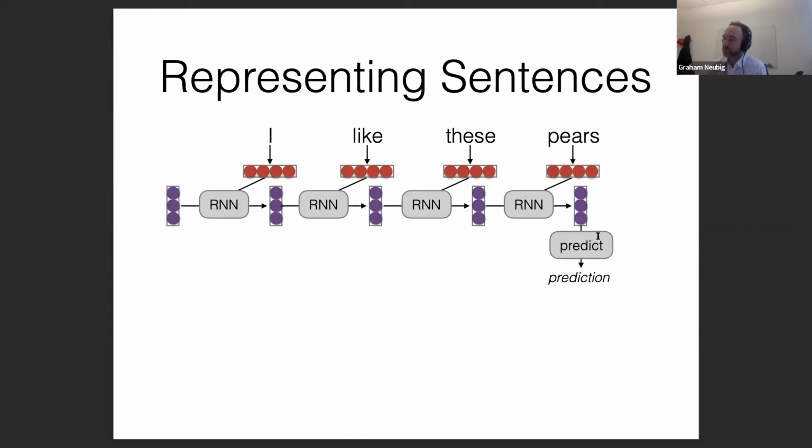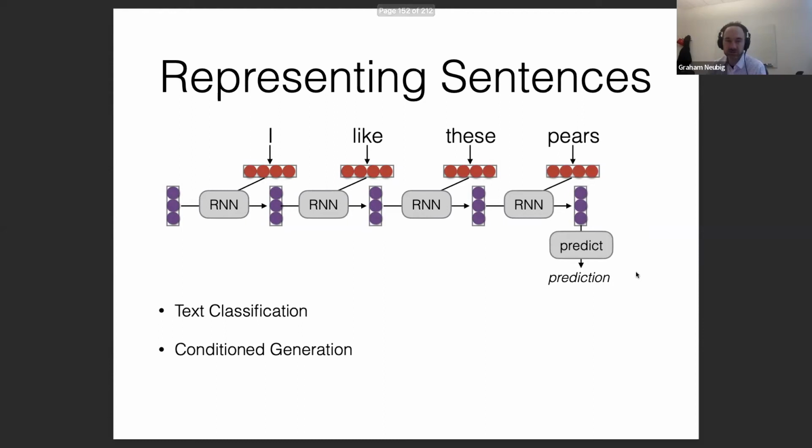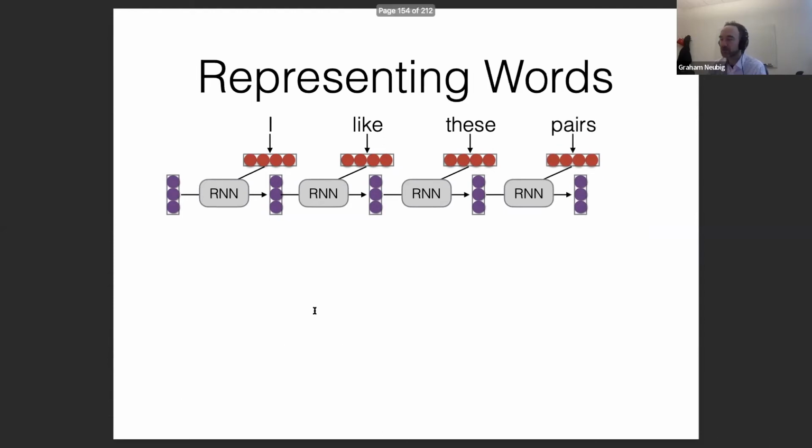So when we represent a sentence for text classification, basically it would look a bit like this. So we would take the last vector in the sequence to make a prediction. And that would be useful for things like text classification, conditioned generation, retrieval. We'll be talking about the latter two later in the class, but text classification is the one we're talking about this time.